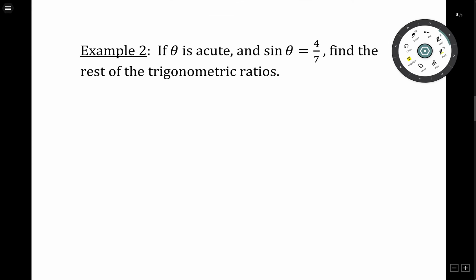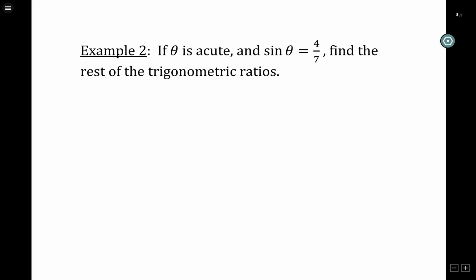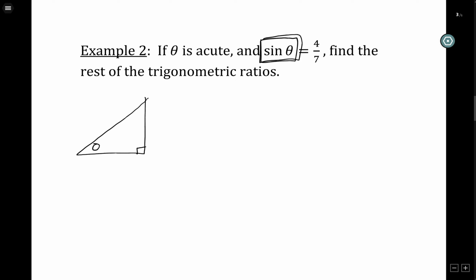Okay, let's move on to a slightly more complicated example. So if theta is acute and sine theta equals 4 over 7, find the rest of the trig ratios. Interesting. So what they're doing is they're telling me, look, since I'm saying sine theta, we're imagining some right triangle with an angle, theta. And they're telling me that sine theta is opposite over hypotenuse. Well, aren't they just giving me what the sides are called, or what the sides' values are? Because remember, all sine is saying, hey, I'm comparing the opposite and the hypotenuse side. That's what sine is saying.